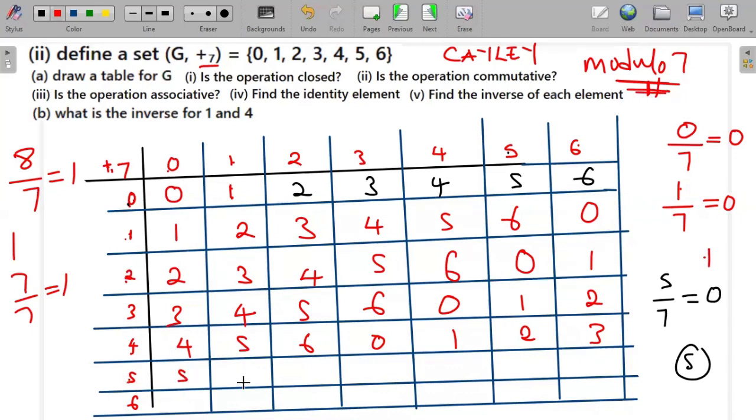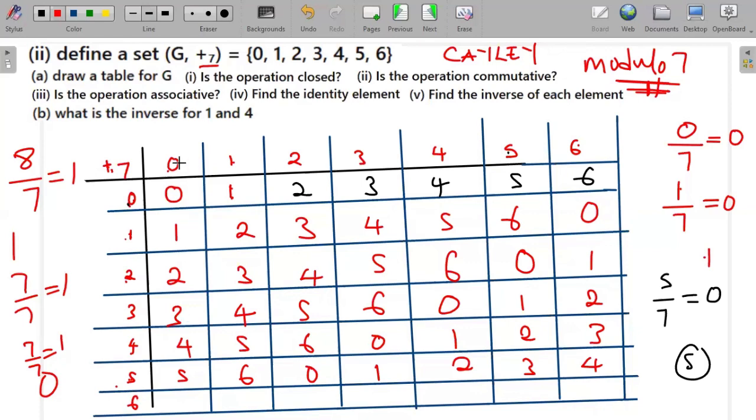Okay, the next one is 5 plus 0, that will be 5. 5 plus 1, that will be 6. 5 plus 2, that will be 7. Can't write 7 here. Okay, I write its remainder. So it will be 7 divided by 7, 1, remainder 0. So this will be 0. 5 plus 3, 8, remainder 1. 5 plus 4, it will be 9, remainder 2. 5 plus 5, 10. It will be remainder 3. 5 plus 6, 11. 11 divided by 7, that will be 1. Remainder what? 4.